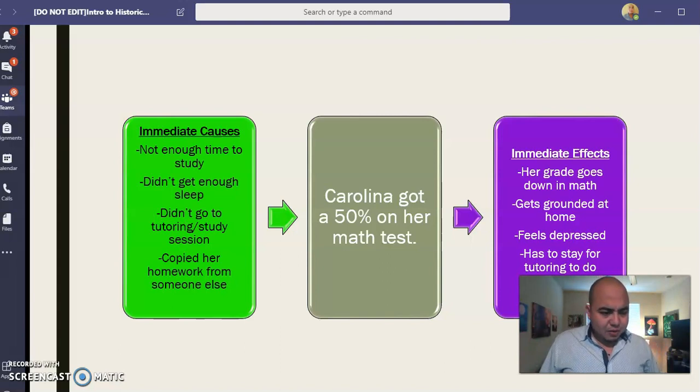So right now, I'm sure you're thinking, well, she had it coming. Okay, the immediate effects: once she got her test and she looked at it, this is what she felt immediately. Her grades go down in math. Now she knows that she got a 50, and she claims, okay, I can't do it, and that's where I'm gonna be. At home, her parents get mad. She gets grounded. She starts going through depression, and she has to stay for tutoring to do corrections. Okay, that's the simple scenario.